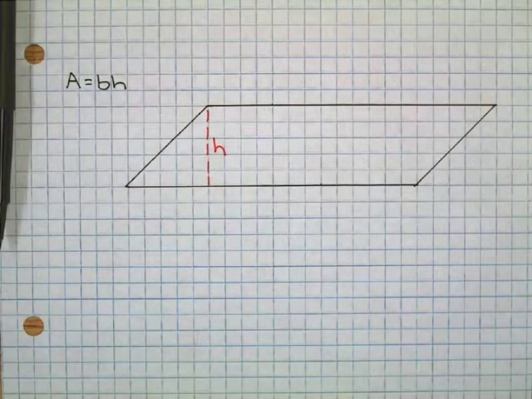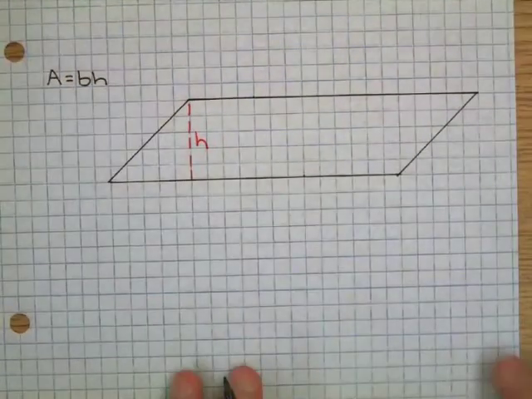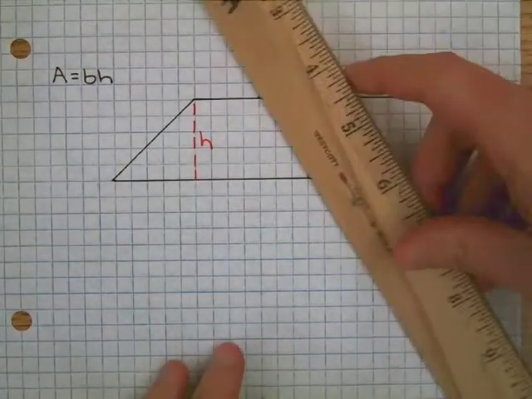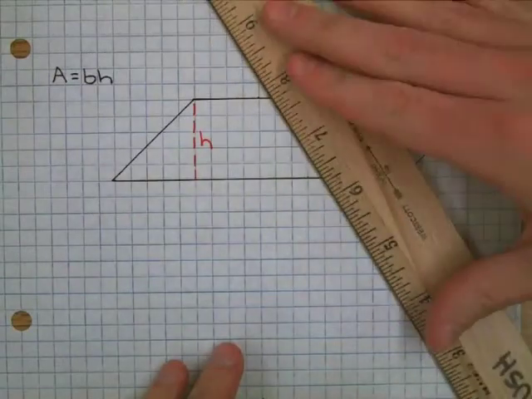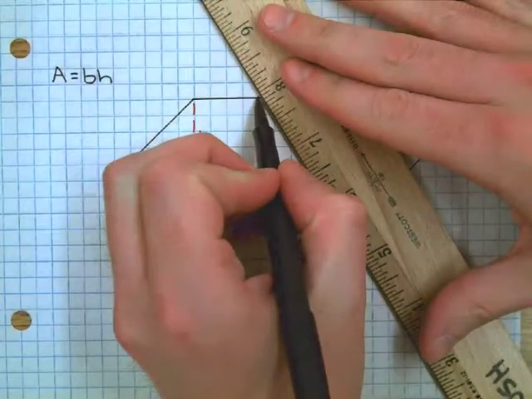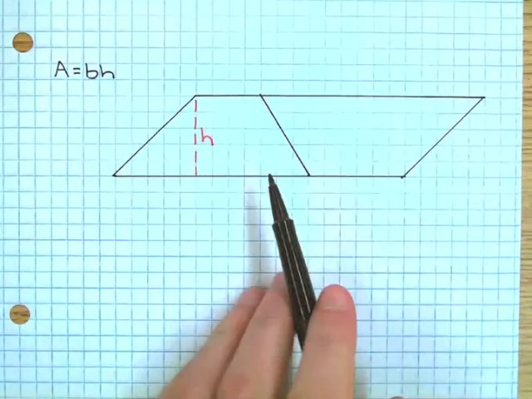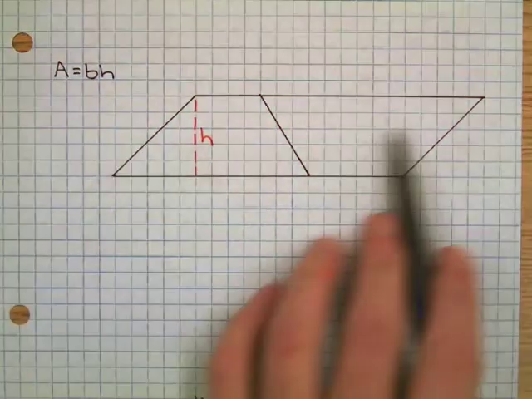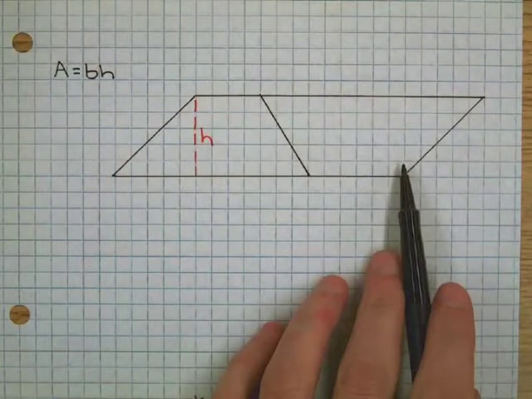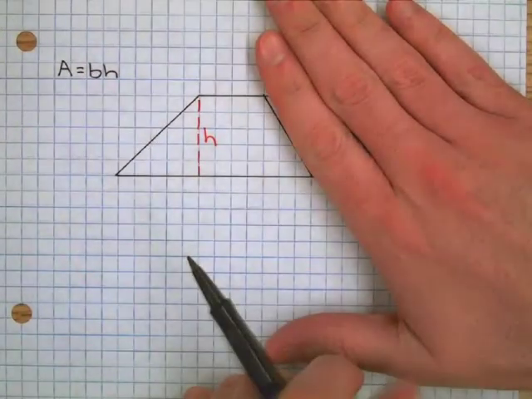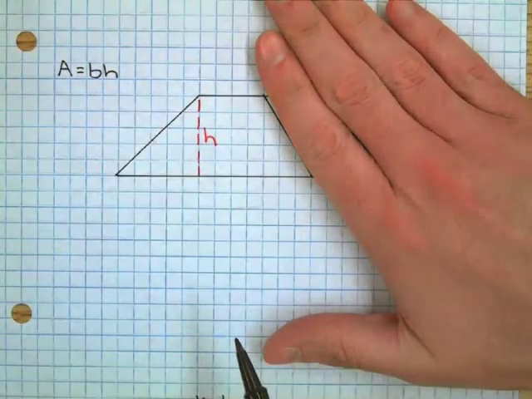Well, if we take this parallelogram and we cut it in half, I'm going to cut this in half. If we do that, we know that if the entire area of this parallelogram is that, then half of it will be half of the base times the height.